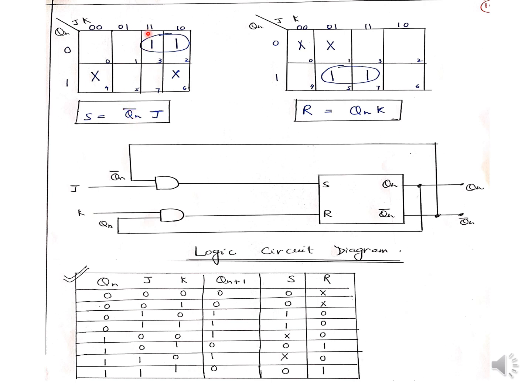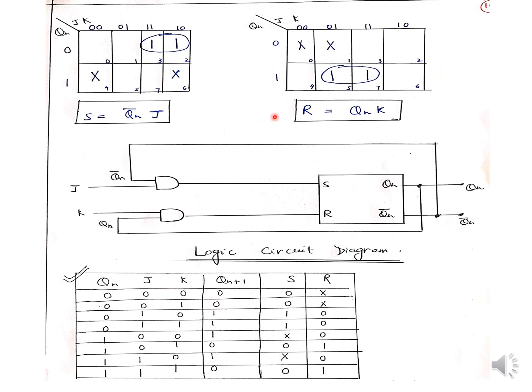When we see at the top, it is 1 1 and 1 0. So what is the thing which is common? It is 1 which is common. So we will write J. So I have written here J. So we have determined the equation for S. The equation for S is Qn bar J.